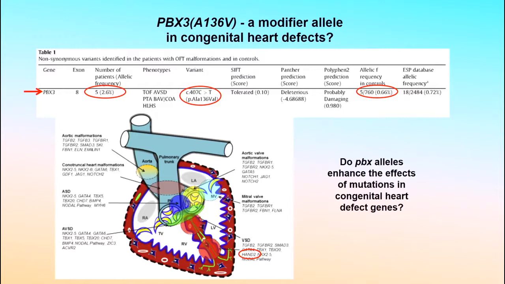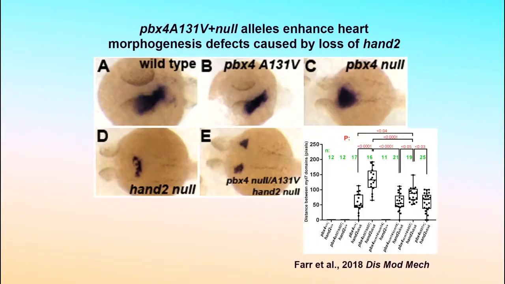So HAN2 is another important cardiac transcription factor that's been shown to play roles in human heart defects as well as heart development in mice and zebrafish. And so what we did is we crossed fish carrying the A to V allele with fish carrying a HAN2 mutation. And this experiment got more complicated than we initially anticipated, but I'll take you through what we saw.